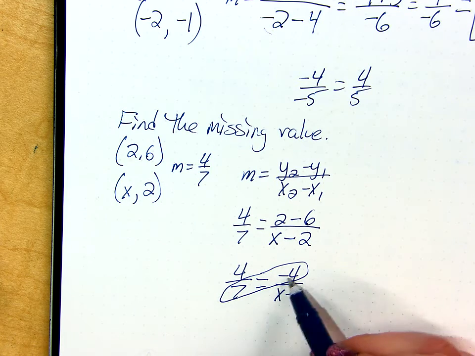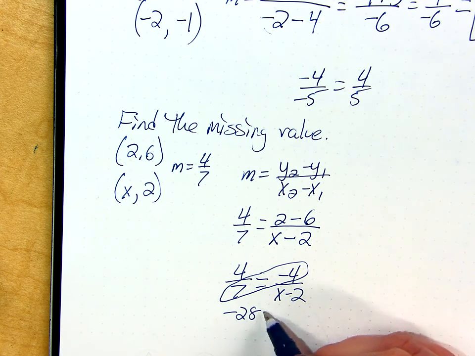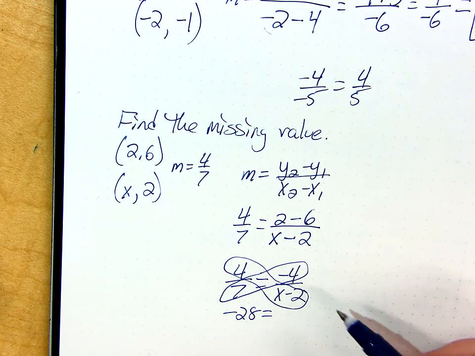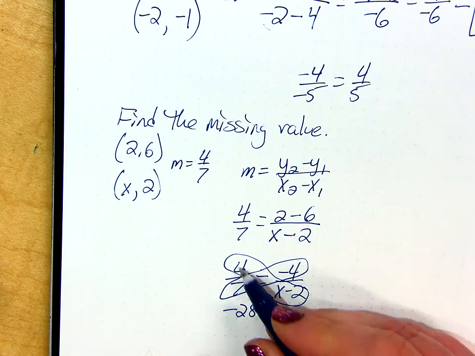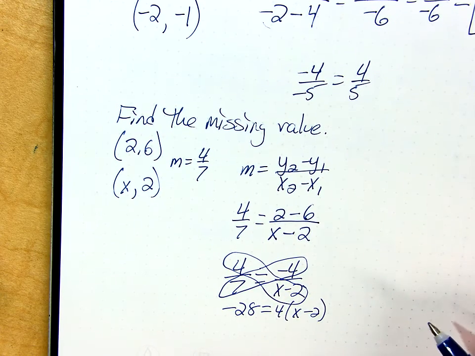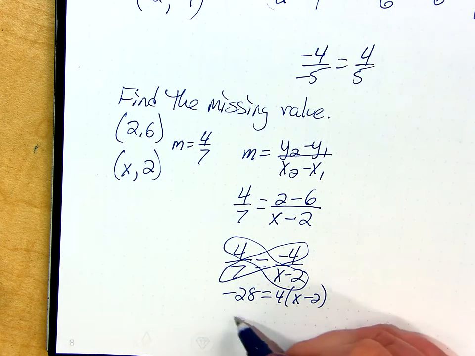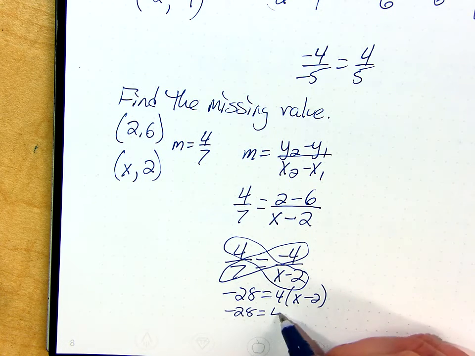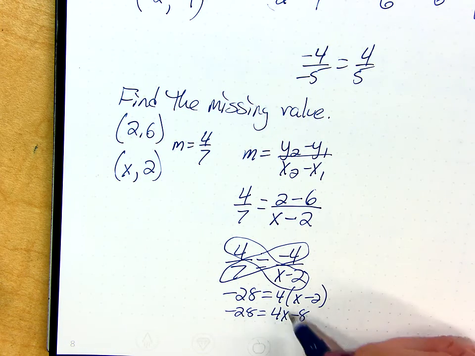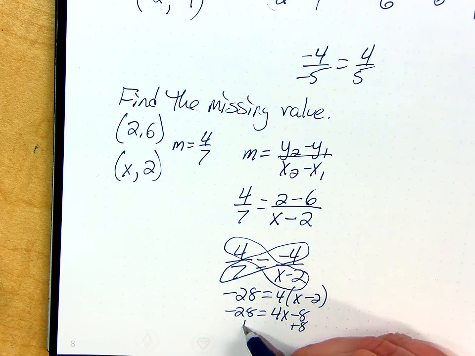So I'll do 7 times -4 gets me -28. And then just make sure when you multiply the other diagonal, you have to make sure to distribute, right? Because you have to do 4 times all of x minus 2. So I'm going to need to distribute that through. So that's 4x minus 8. And now I'm going to go ahead and solve it like I normally would. So add that 8 over and divide by 4. Okay, so let's add 8, add 8.